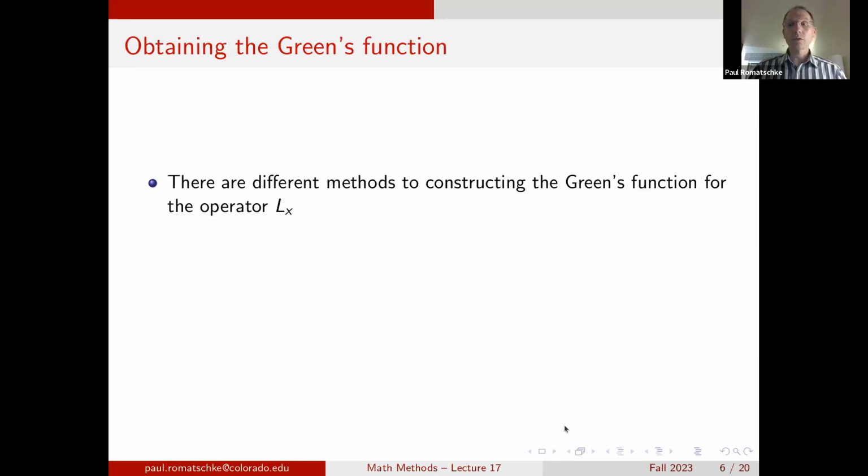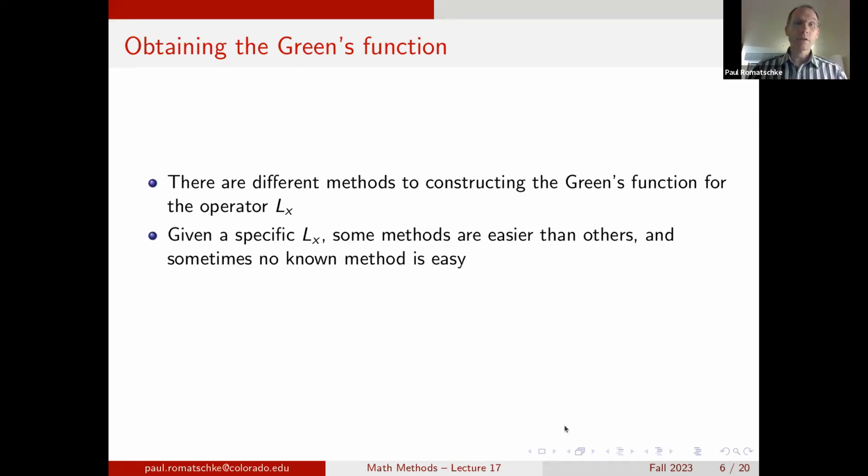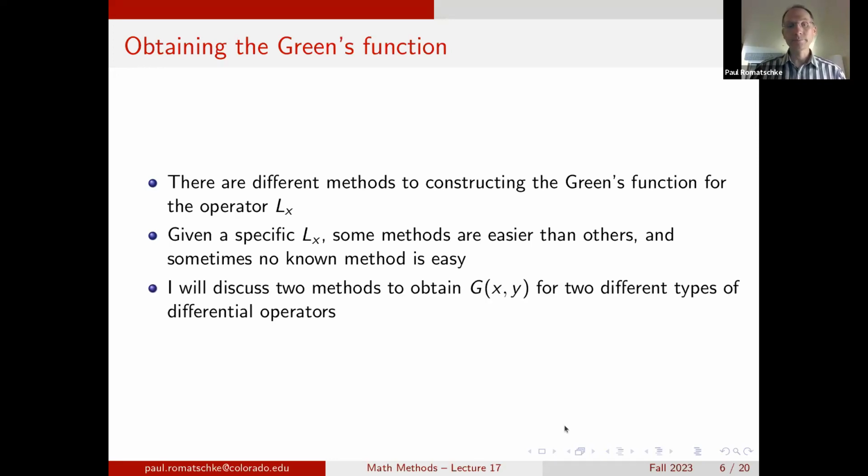Now that we know how to use the Green's function once we have it, let me now discuss different methods for constructing the Green's function for a given operator Lx. Depending on the operator Lx, there are different methods to construct the Green's function, and these methods will differ in their ease of applicability. And sometimes it may also be the case that there's no known method that gives an easy way to construct the Green's function. In the following, I will discuss two methods to obtain g of x and y for two slightly different types of differential operators.